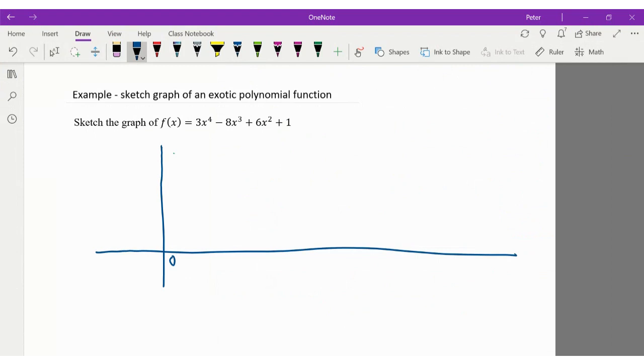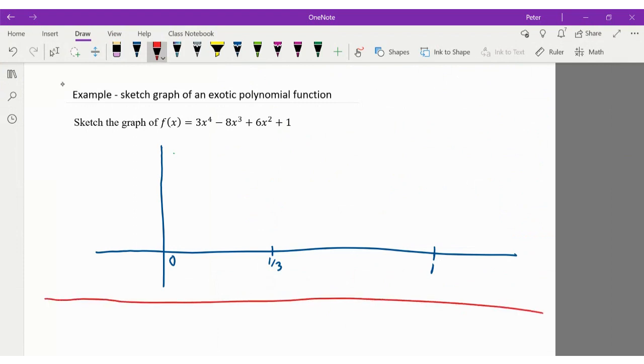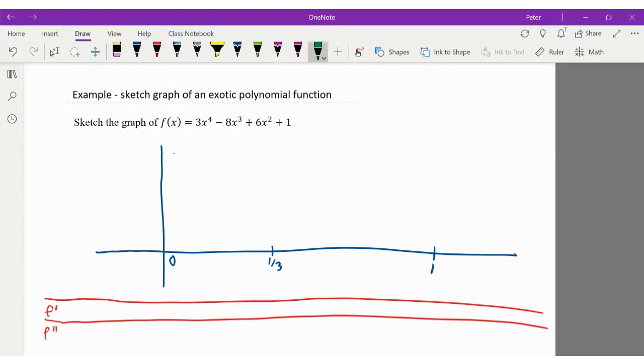I'm not going to draw this totally to scale. I'm just going to put in the transition points like this. And so now what we want to do is say what f prime and f prime prime are, because that's going to give us the shape of the graph. So what we determined is, first of all, that there's a local min here.